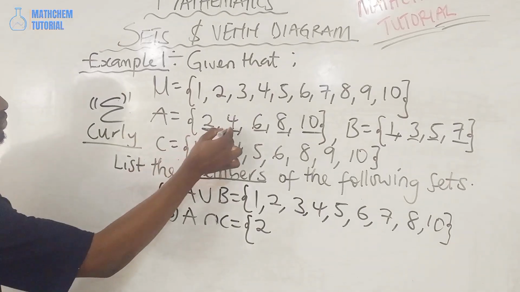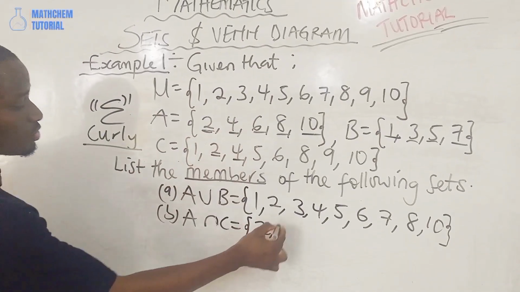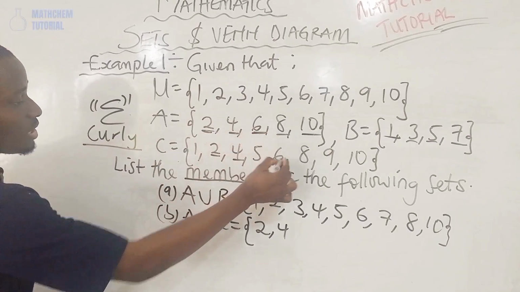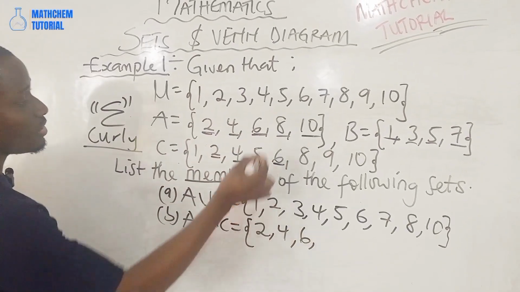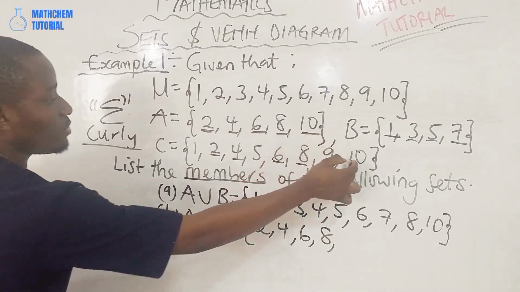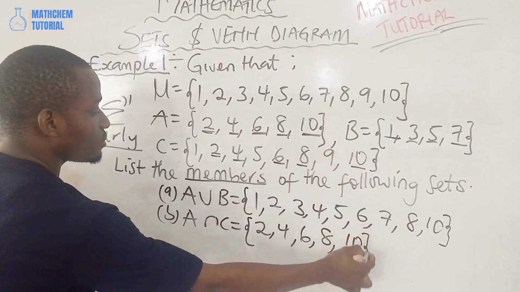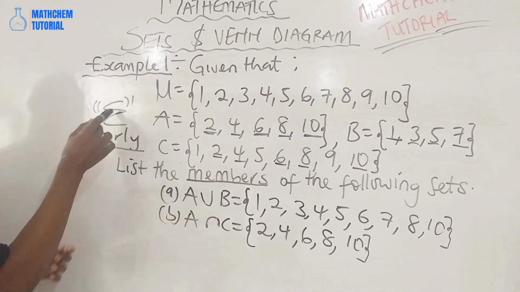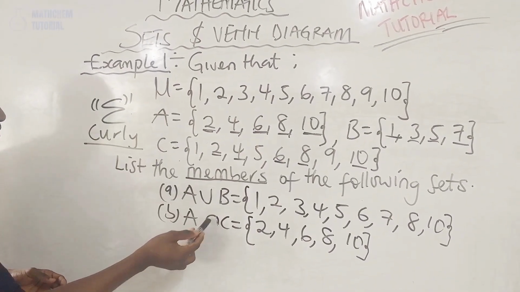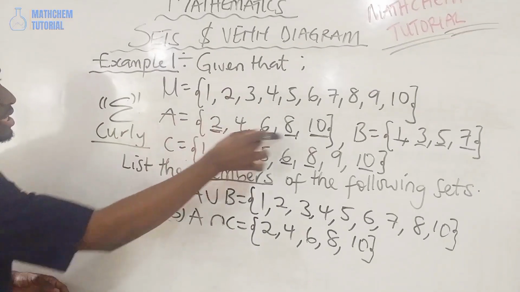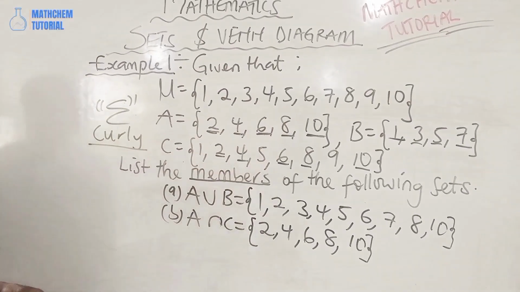So we have 4 here, we also have 4 here. So 4 is among. Then is there 6 here? Yes, we have 6 here, we also have 6 here. So 6 is among. We have 8 here, we also have 8 here. So 8 is among. And we have 10 here, we also have 10 here. So 10 is also among. So these are the members or elements which represent this symbol of A intersection C. That is what is common between subset A and subset C.